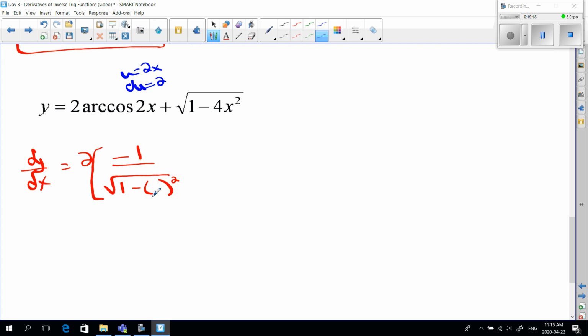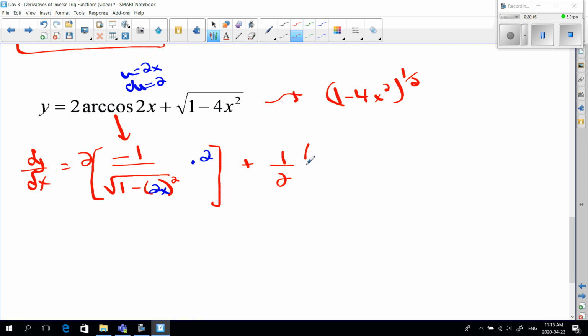Well, my u value is 2x. My du value would be 2. That would be the derivative of this first part right here, 2 arc cos 2x. The derivative of my second part, well, think of this as 1 minus 4x squared to the 1/2, which requires a chain rule. That would be 1/2 times 1 minus 4x squared to the negative 1/2 times the derivative of what's inside the brackets. That would give me a negative 8x.